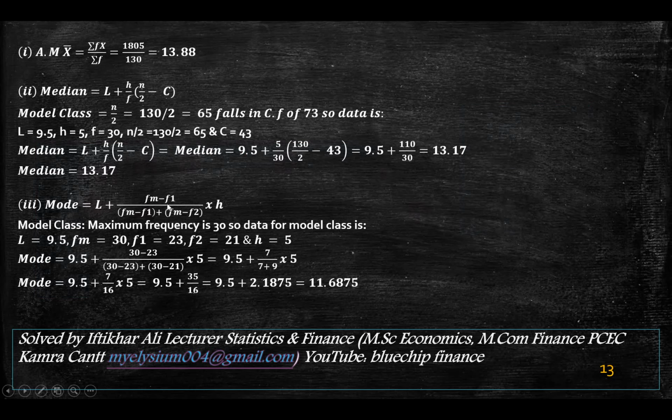Now we come to the mode. The formula for mode is L plus Fm minus F1 divided by Fm minus F1 plus Fm minus F2, multiplied by H. So L is the lower class boundary, Fm is the maximum frequency, F1 is the frequency which is before the maximum frequency, and F2 is the frequency which is after the maximum frequency, and H is the difference.